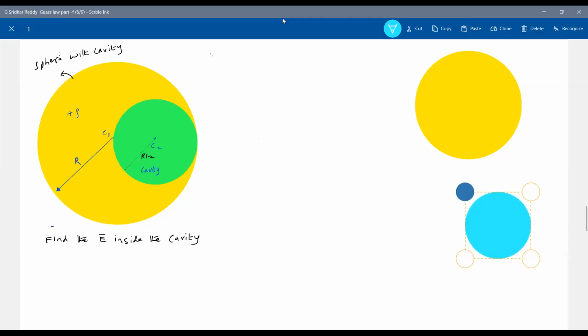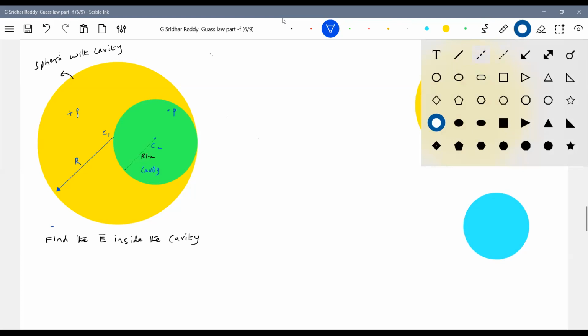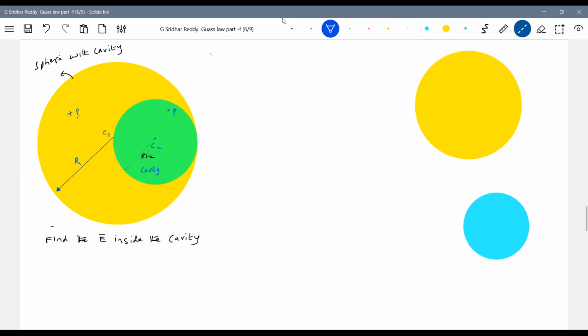Where is the point? The point will lie inside. So where is the point? Let me indicate it. So the point is somewhere here. I want the field strength at point P. So those points I'm going to indicate. So in this sphere, the point P will be here.